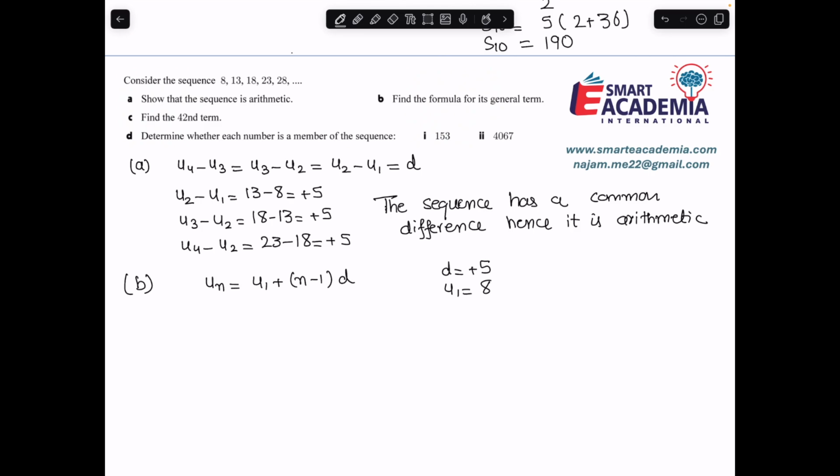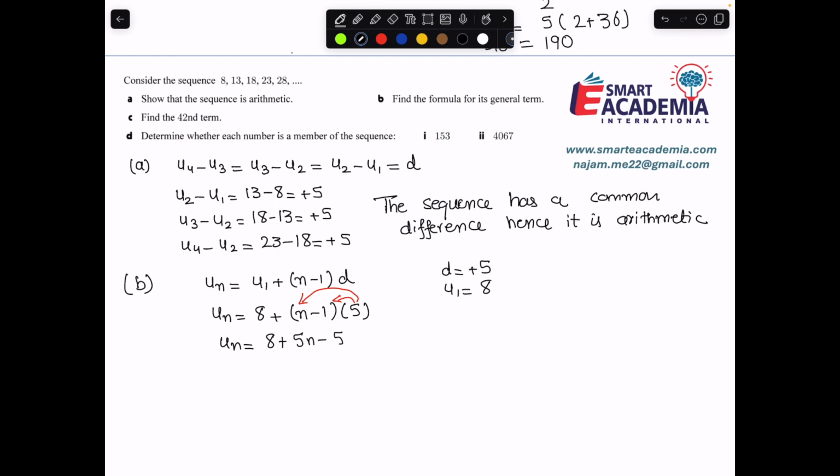So n remains as it is. So un will be equal to 8, which is the first term, plus n minus 1 into d, which is 5. Now, what you would simply do is multiply 5 with both of them. So what's going to happen? My un will become 8 plus 5n minus 5. Now, you can simplify the algebraic expression, and your un will be equal to 8 minus 5, which is 3, plus 5n. And this is the general term of this particular arithmetic sequence.